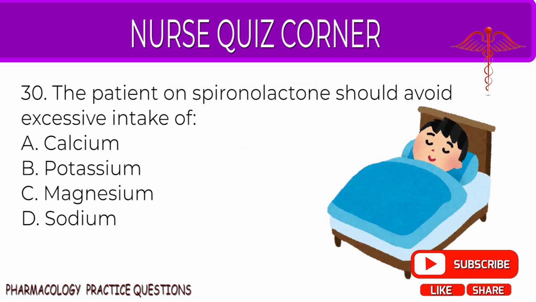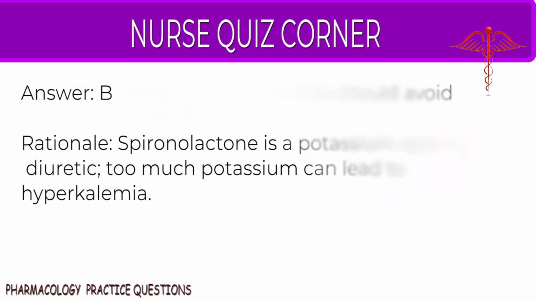30. The patient on spironolactone should avoid excessive intake of A. Calcium, B. Potassium, C. Magnesium, D. Sodium. Answer: B. Rationale: spironolactone is a potassium-sparing diuretic. Too much potassium can lead to hyperkalemia.